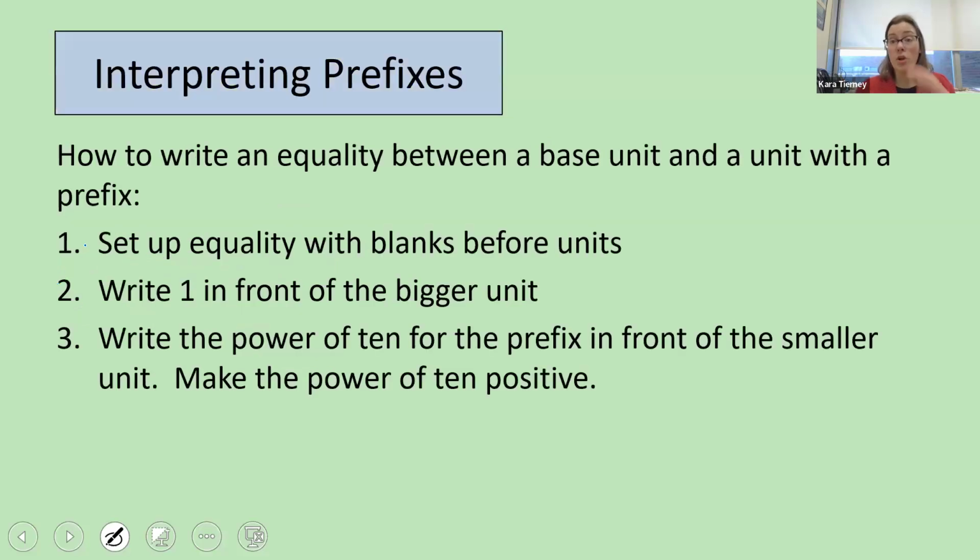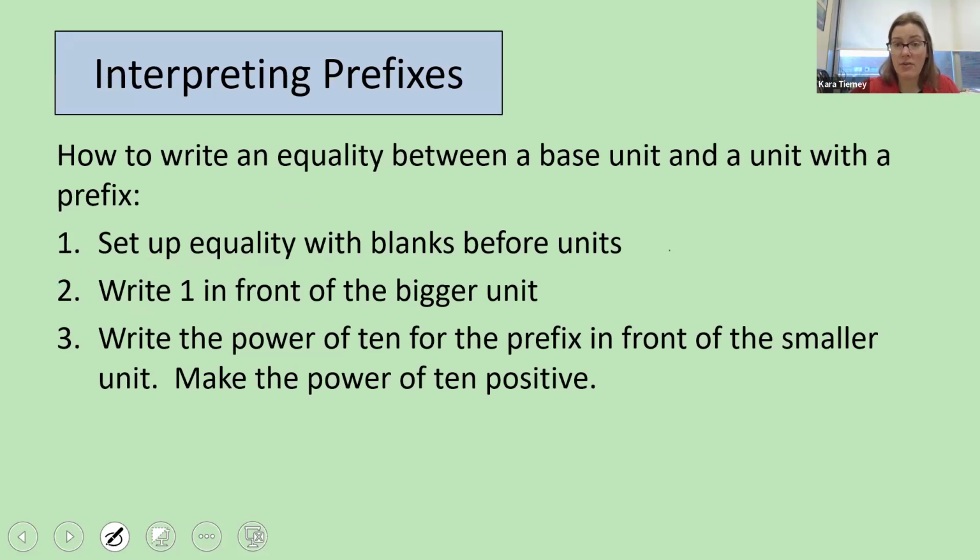So when we are interpreting prefixes and writing an equality between a base unit and a unit with a prefix, and this is the only type of equation we're going to learn how to write from this chart, what you're going to do is set up an equality with blanks before the units.